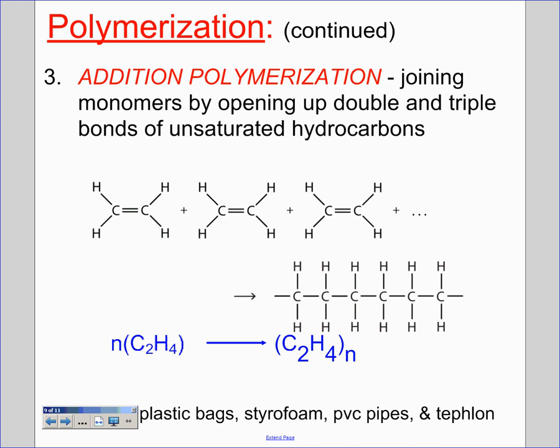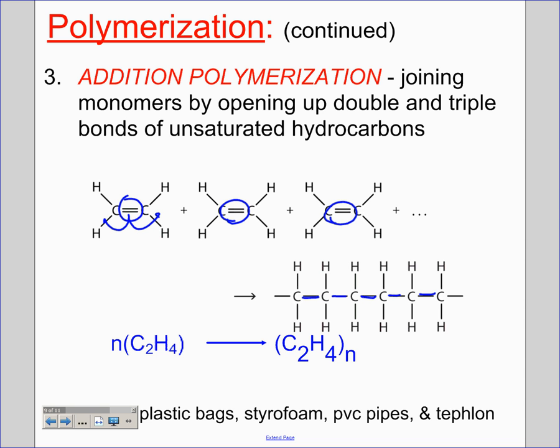The last type is called addition polymerization. Again, very similar to addition. It starts with unsaturated hydrocarbons, and the double bonds break and allow the carbons to form a long chain. So the double bonds break to form single bonds, and you get long chains of repeating units. This is addition because you have the double bonds breaking and adding together.